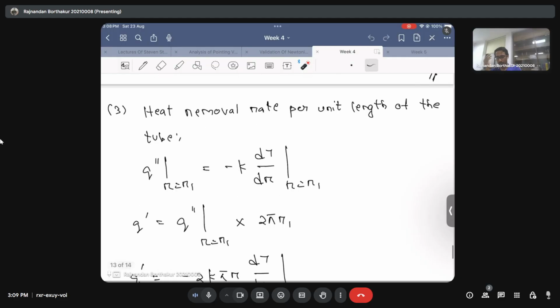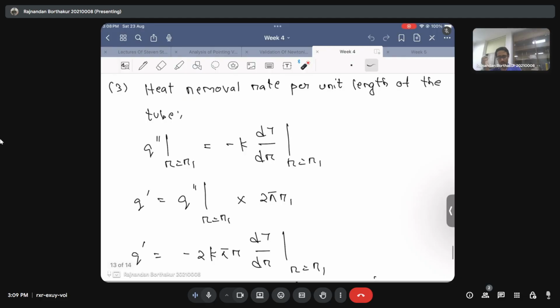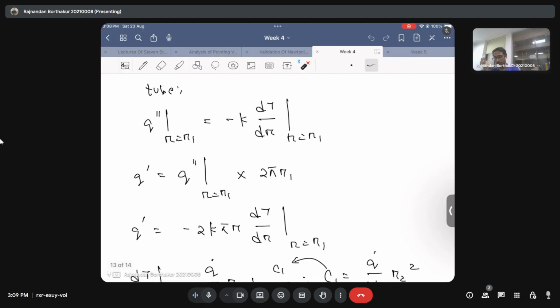In order to find the heat removal rate, we evaluated the flux at the inner surface. For that, we applied Fourier's law. Since they asked for the heat removal rate per unit length, we evaluated the flux using Fourier's law and then multiplied by the circumference of the cylinder at R equal to R1, which eventually gave us the heat removal rate. Just a second.